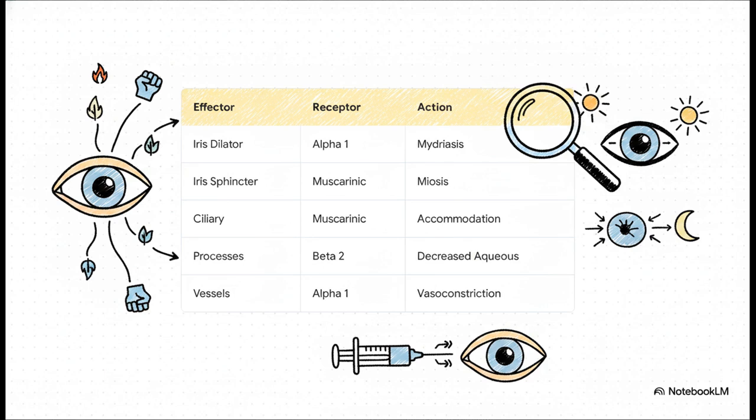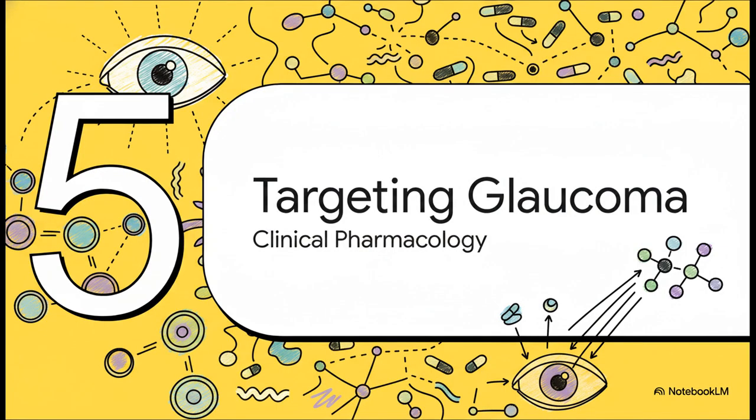So, if you're a doctor and you need to forcefully dilate a patient's eye for an exam, you just use a drug that artificially mimics that sympathetic alpha-1 activation. You are literally hacking the system. So, the crucial point is, how do doctors use this incredible map to actually treat diseases? Let's bring it all together in our final section, Section 5, Targeting Glaucoma with Pharmacology.